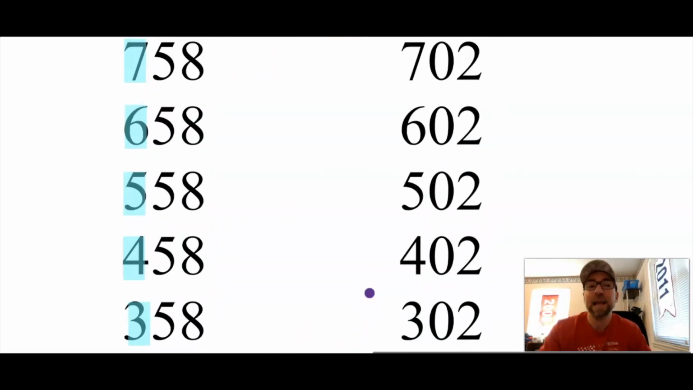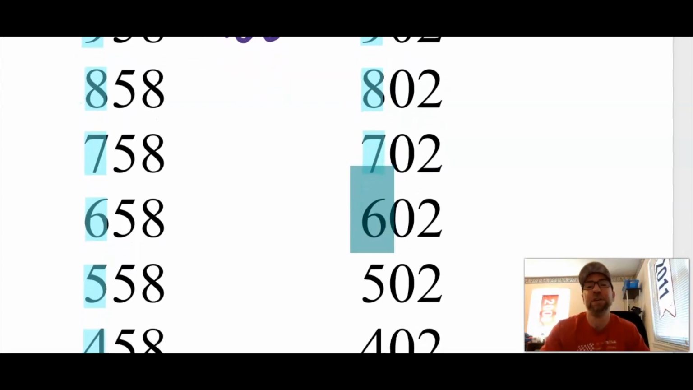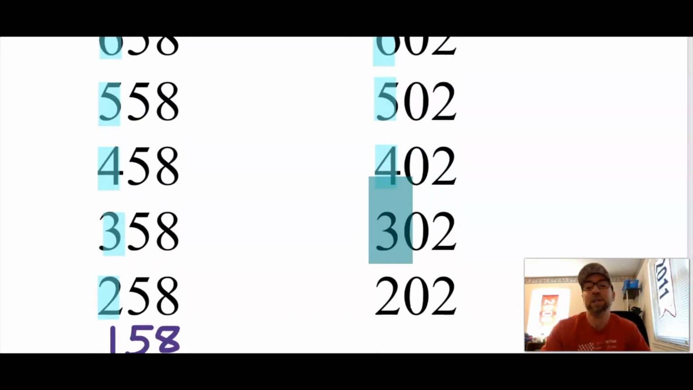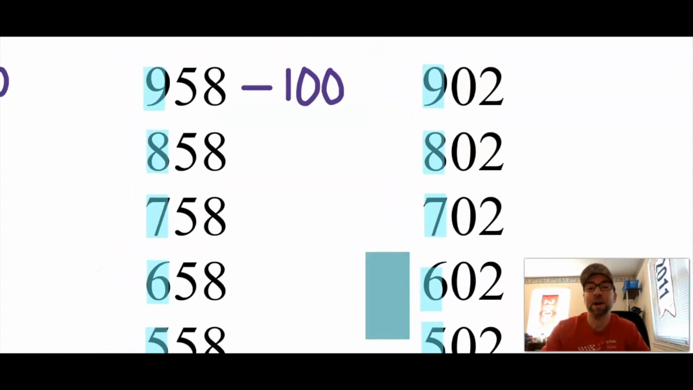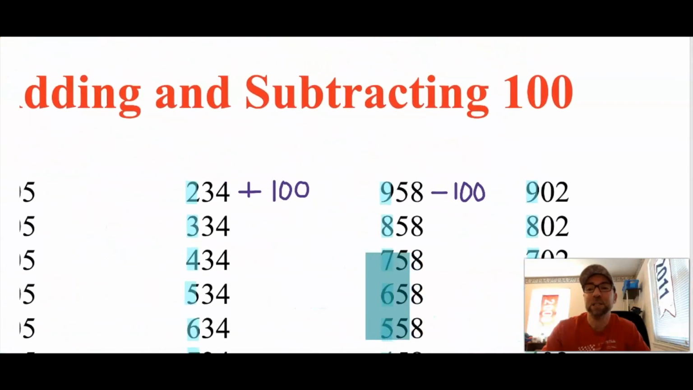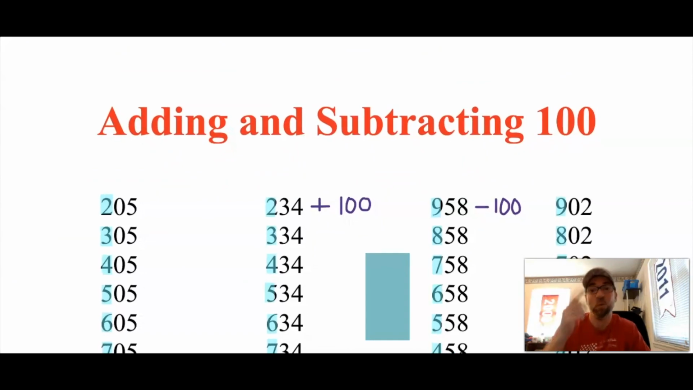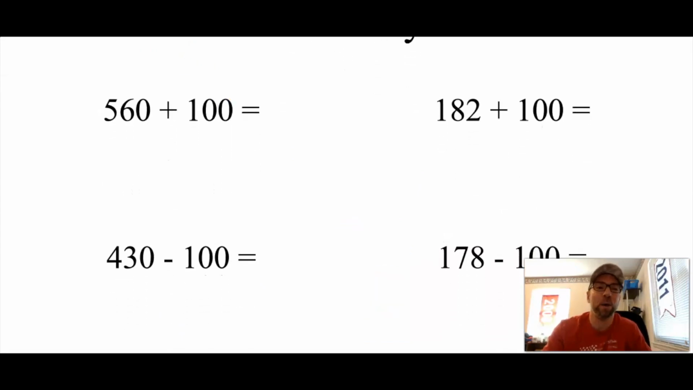Awesome job. And another example. Subtract 100, 902, 802, 702, 602, 502, 402, 302, and 202. So you can see that when we subtract 100, only the hundreds digit changes, and it decreases by 1, or 100. Let's try one last group on our whiteboard.